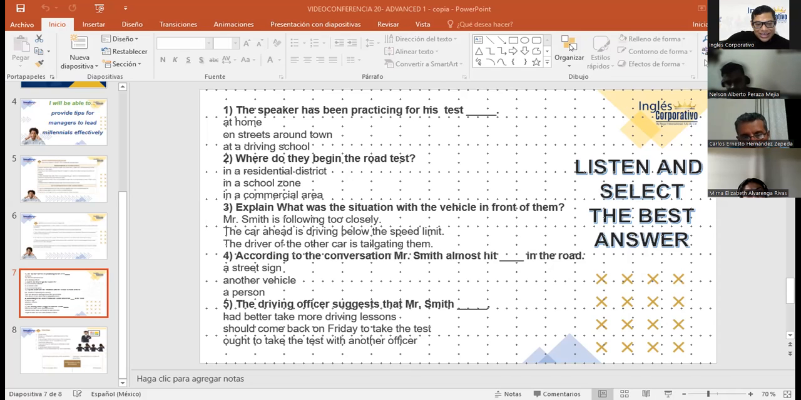And the next one. According to the conversation, Mr. Smith almost hit a person. A person, yes, a person. And the last one, the driving officer suggests that Mr. Smith come back on Friday. Yes, because it's his day off. It is mentioned in the conversation. And the real answer, in conclusion, is to take the test with another person, an officer. Because it says, you could do me a favor when you try it again, please. Come on Friday again. And also, a different officer is mentioned. So the idea is, okay, try another day and also get another officer.